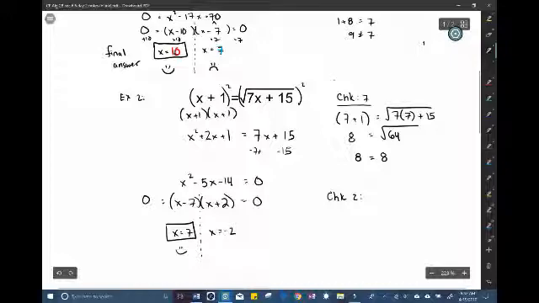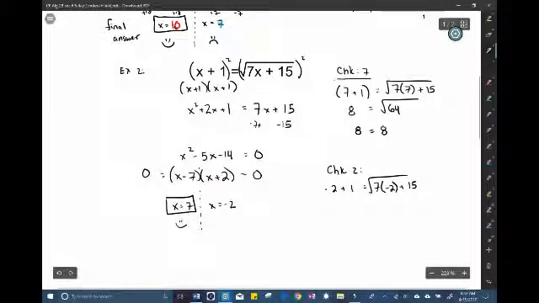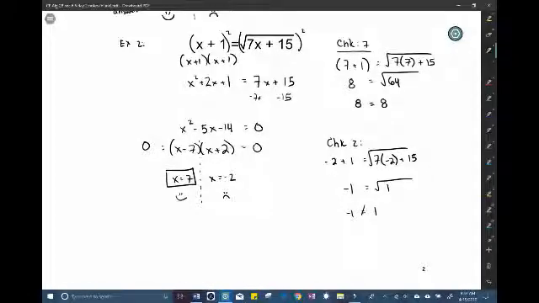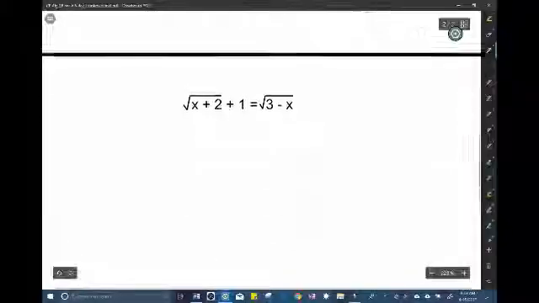Negative 2, so let's try negative 2 plus 1. Is that equal to the square root of 7 times negative 2 plus 15? In this case, we have negative 1. Is that equal to the square root of positive 1? And negative 1 is different than 1, so that is not a solution. You don't need to square that one off. Okay, so be careful with those, and that's really the main idea.